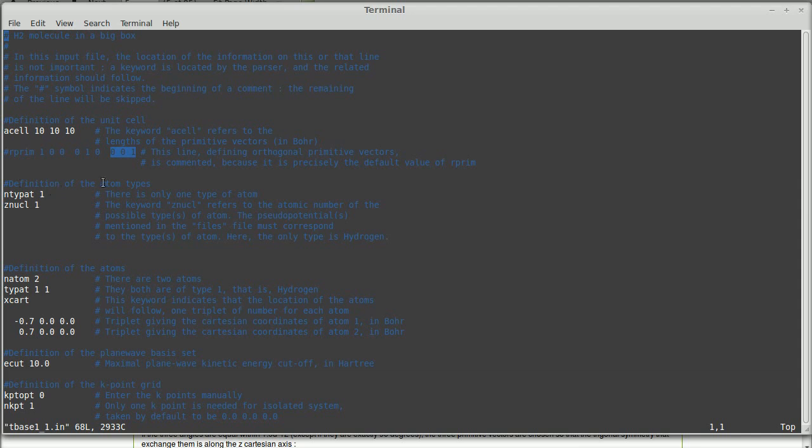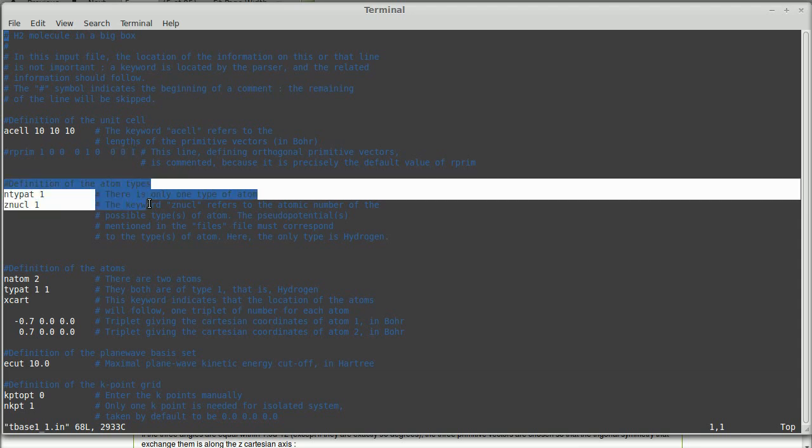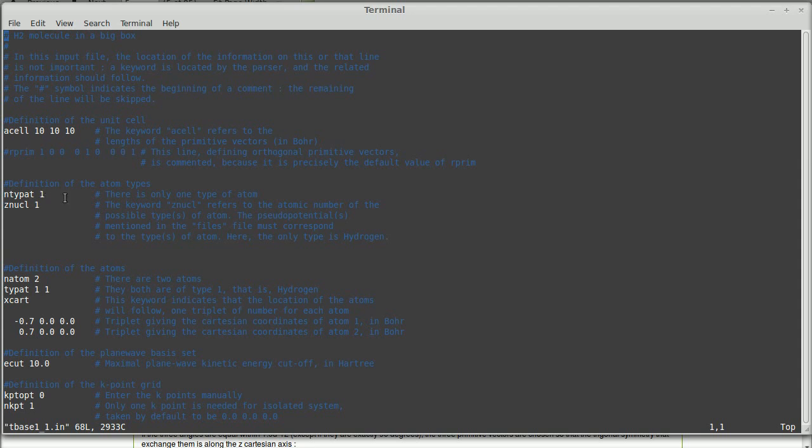Okay. Then we want to define the atoms. So ntypat tells you the number of different types of atom you have in your calculation. Here we are doing only the hydrogen, so we only have one type of atom. And then we give the nuclei, the znucl value. So hydrogen is the first one in the periodic table, so it has the value 1, so we put 1. And then, since we're doing H2, we have 2 atoms, so we put the number of atoms is 2.